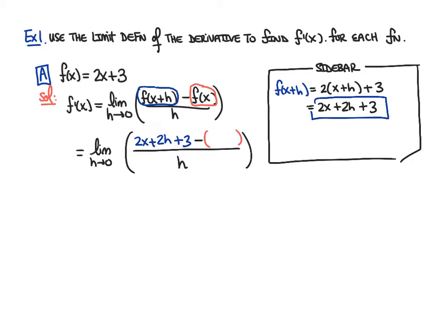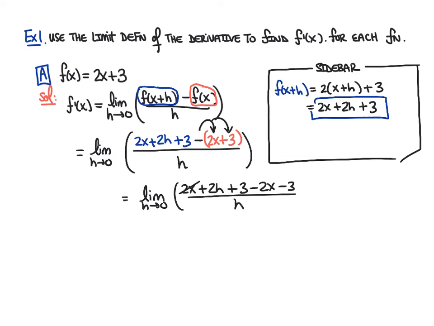I always recommend, obviously, putting parentheses, and f of x is just the function itself, 2x plus 3. Okay, those parentheses are super important because that minus sign is going to apply to the 2x and to the 3. So we do need to distribute this inside. The rest is just simplify this thing as much as you possibly can. All right, so we have 2x plus 2h plus 3 minus 2x minus 3, and you'll notice the 2x's and the 3's are going to cancel, which is really nice.